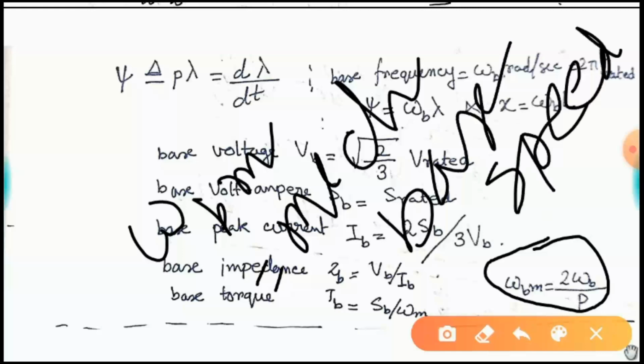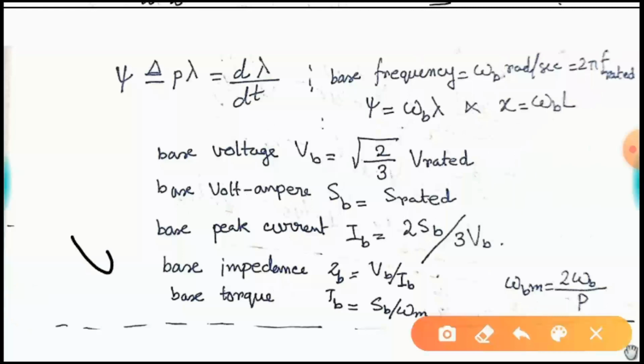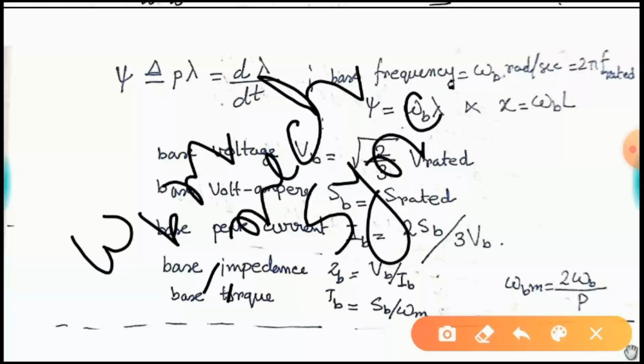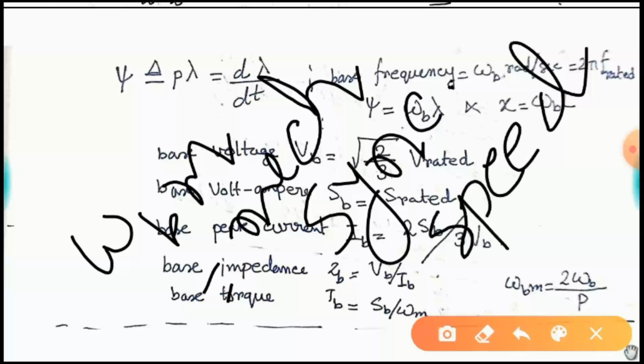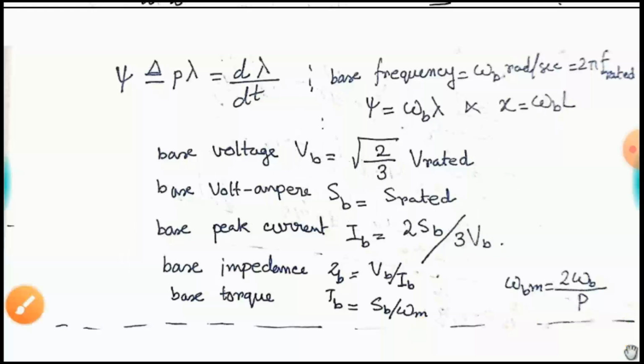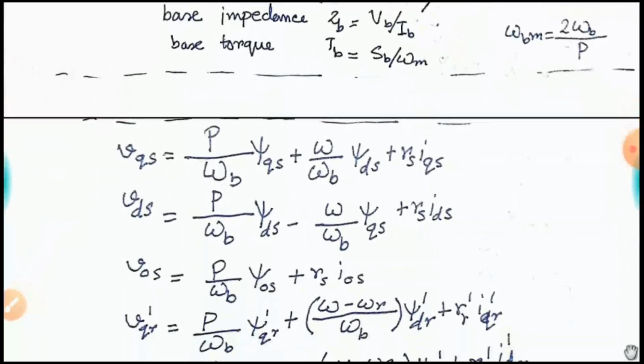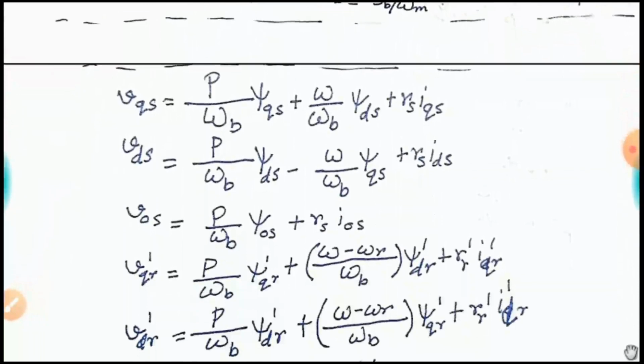But, more precisely, this omega_bm is our mechanical synchronous speed. Now, these expressions are quite clear to us, and this one, this psi_qs, is also easily understandable.